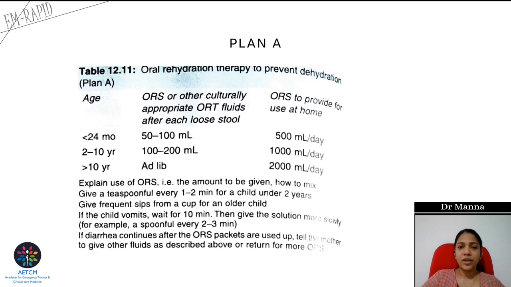So we all know that in mild dehydration, the water which is lost is less than 50 ml per kg. So we can supplement by giving ORS with each loose stool. The child will not be drinking that actively, so we can give 1 teaspoon every 1 to 2 minutes, so that the child will be sipping slowly. If this is a somewhat bigger child, then we can ask the child to drink from a glass. And if the child is vomiting, we will have to wait for at least 10 minutes. After that, we can again feed the child with a spoon. Vomiting is not a contraindication for oral rehydration therapy.